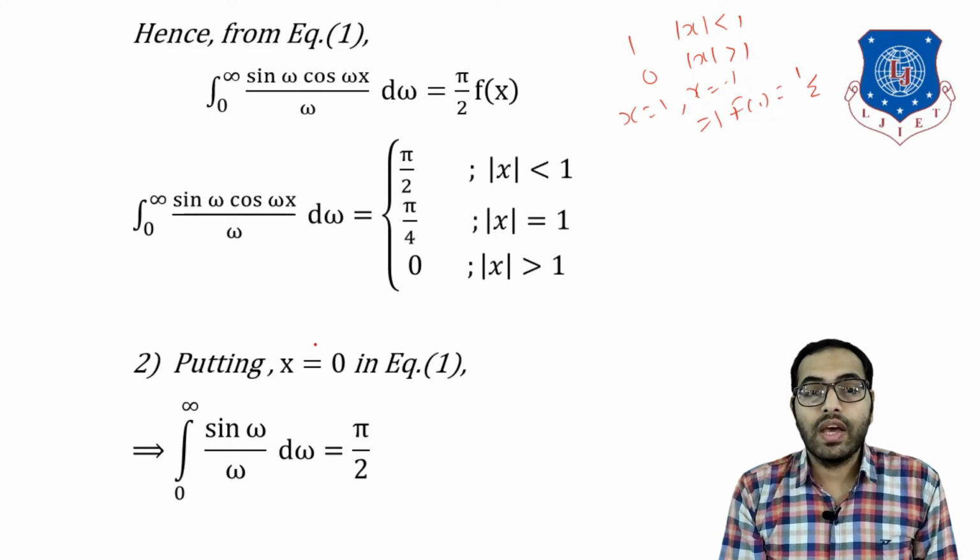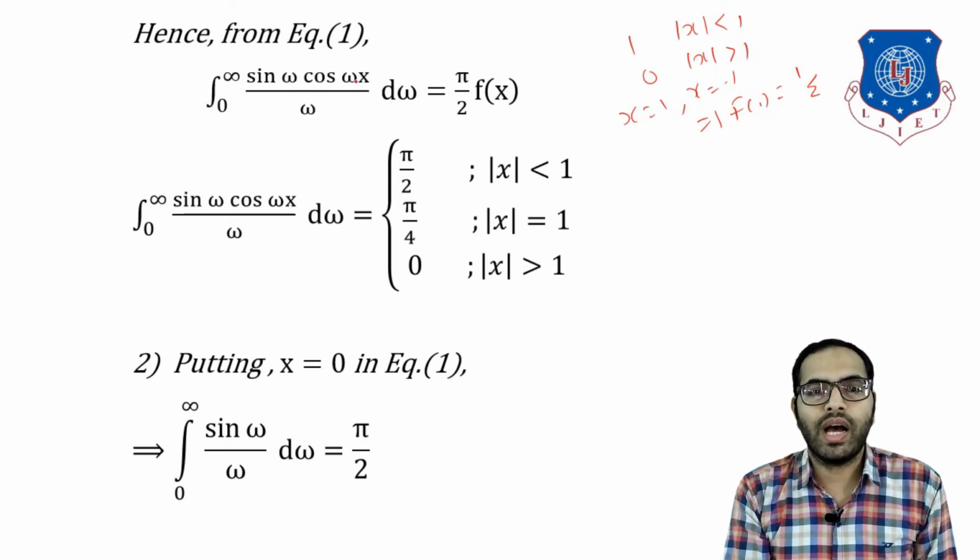Secondly, substituting x equal to 0 in equation number 1, then integral 0 to infinity of sin omega into cos of 0 upon omega d omega is equal to pi by 2 f of 0. See, here it becomes f of 0.